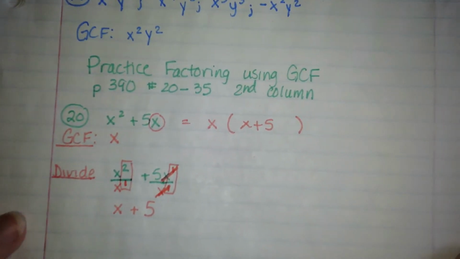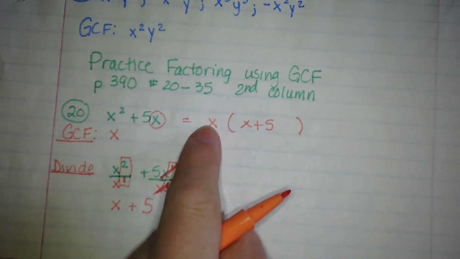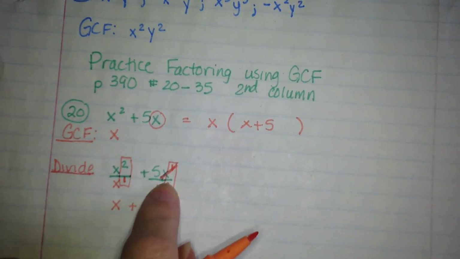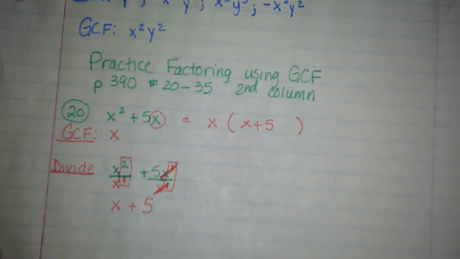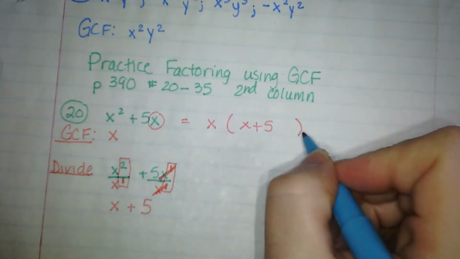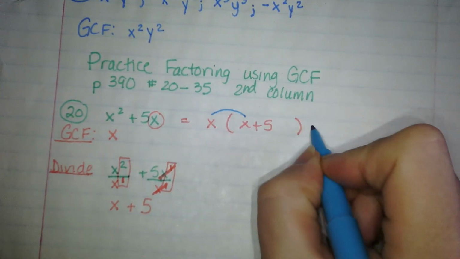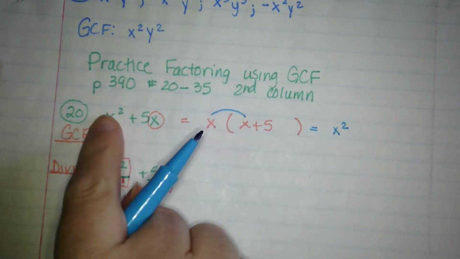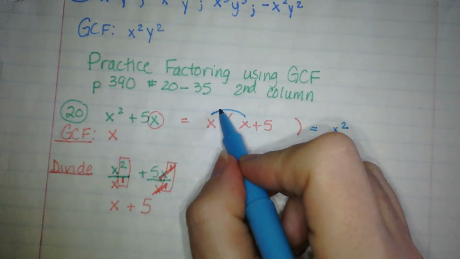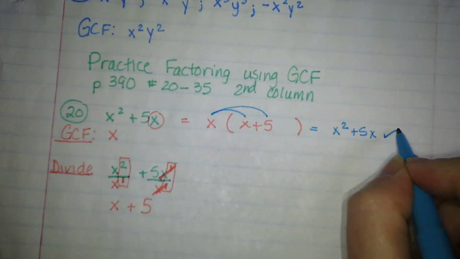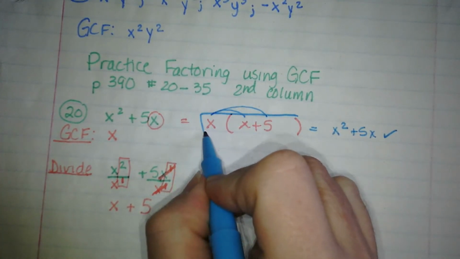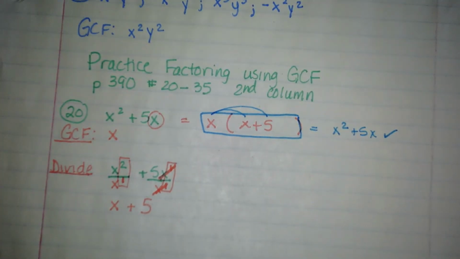That's step 2. So find the GCF, that goes outside. Divide it by the problem. This goes inside. And our last step is to mentally check. Now, mentally check means I'm literally doing this in my brain. x times x gives me x squared. That's what I started with. And then x times 5 gives me 5x. And that's what I started with. So boom, I know this is correct. So there's my mental check. And I'm done with that factoring problem.